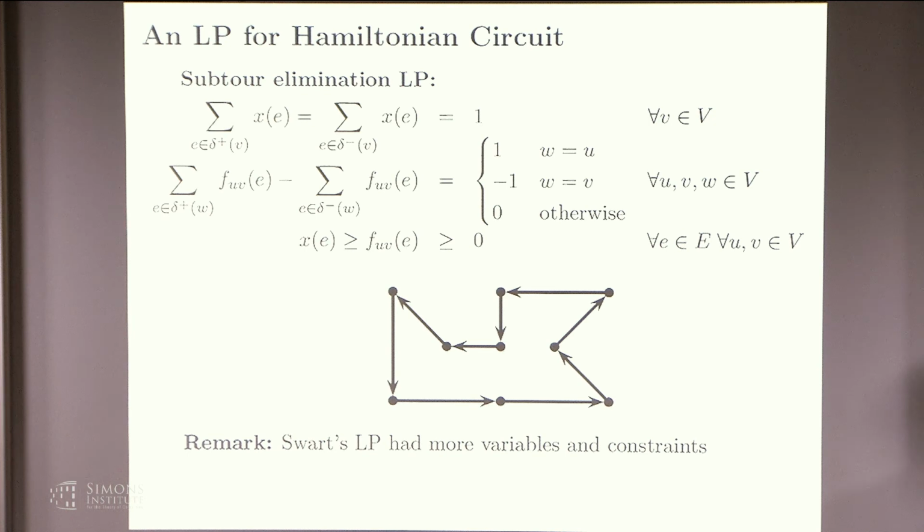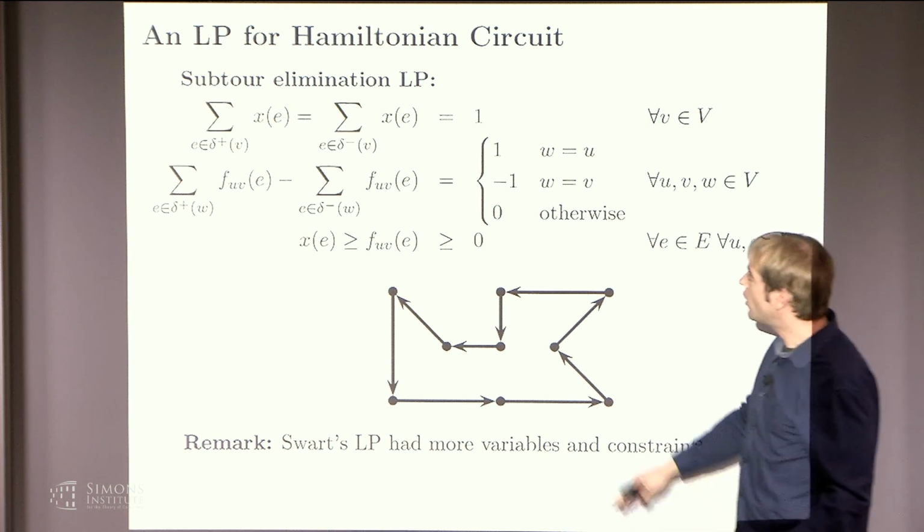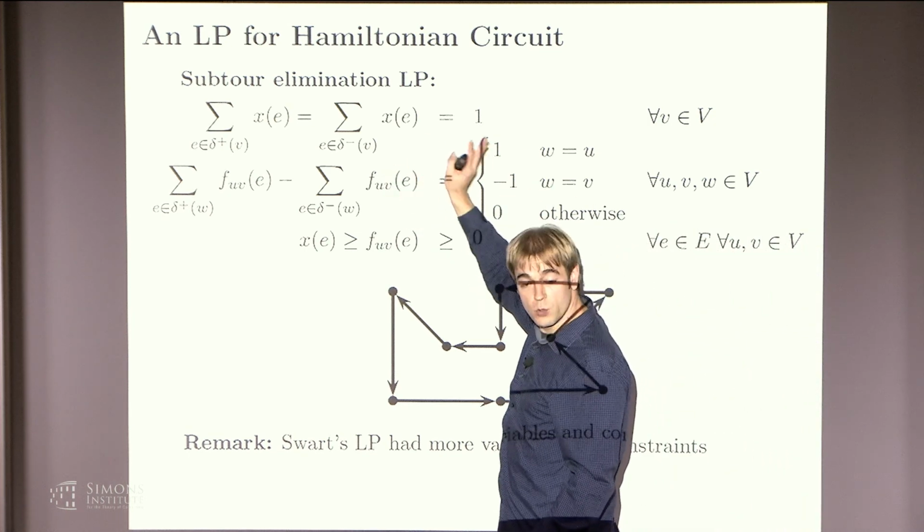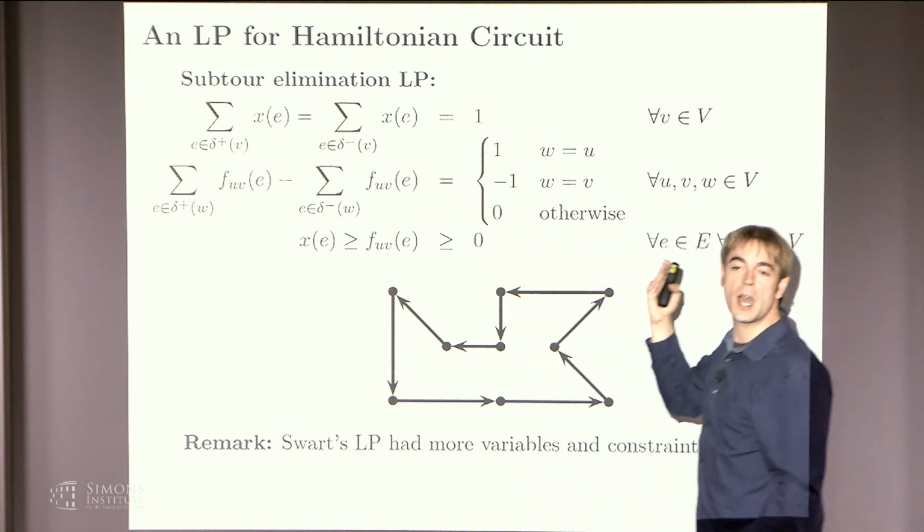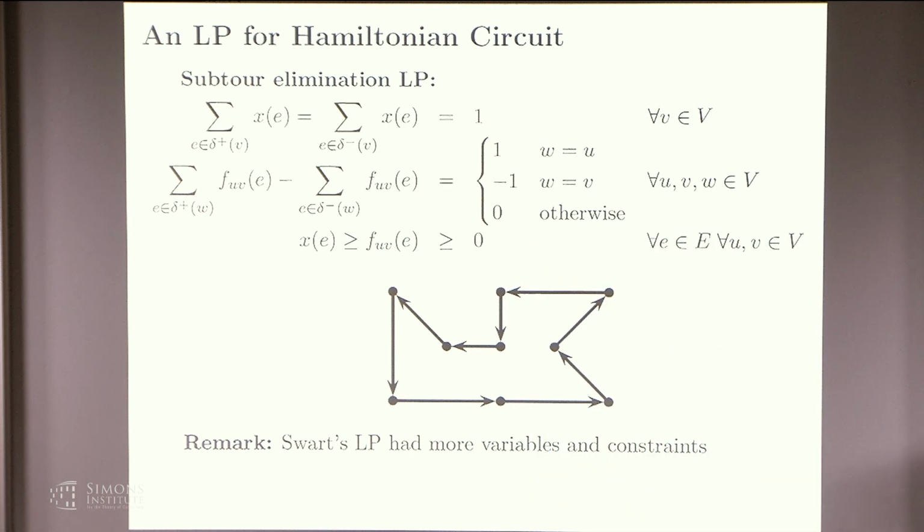Okay. So the question would be, now if you solve this linear program, which you can do efficiently, is this going to give you an answer to your Hamiltonian circuit problem? No, it does not. Because this is an example.